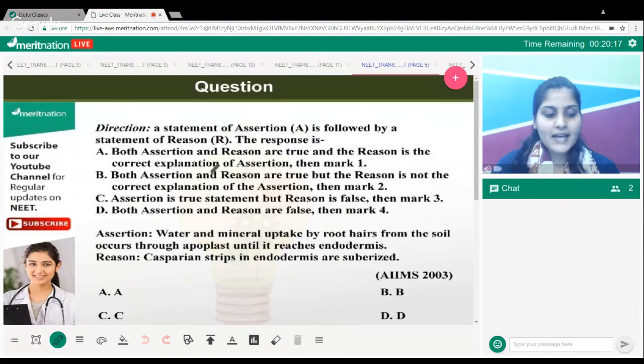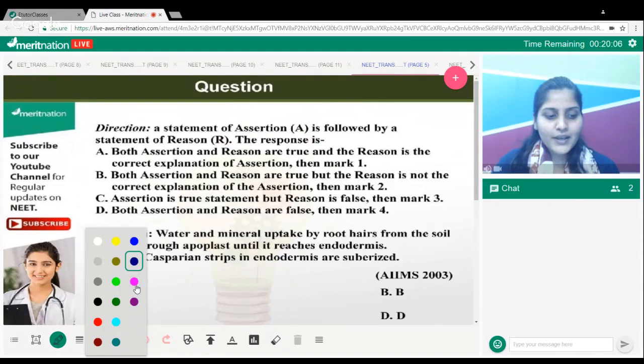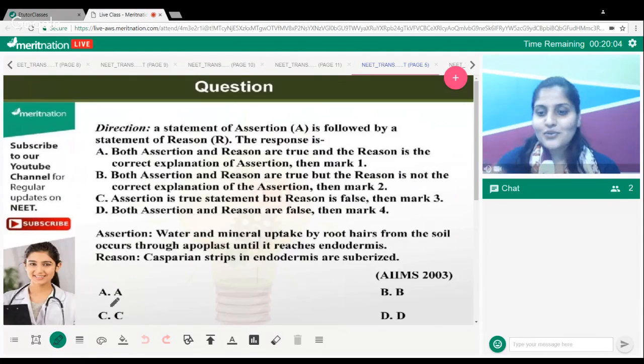Non-absorbing cell, I'll just tell you that. Now, people, this is an assertion and reason question. It's not a part of your NEET preparation, but still I got this because we want to practice concepts. And here you get a concept.